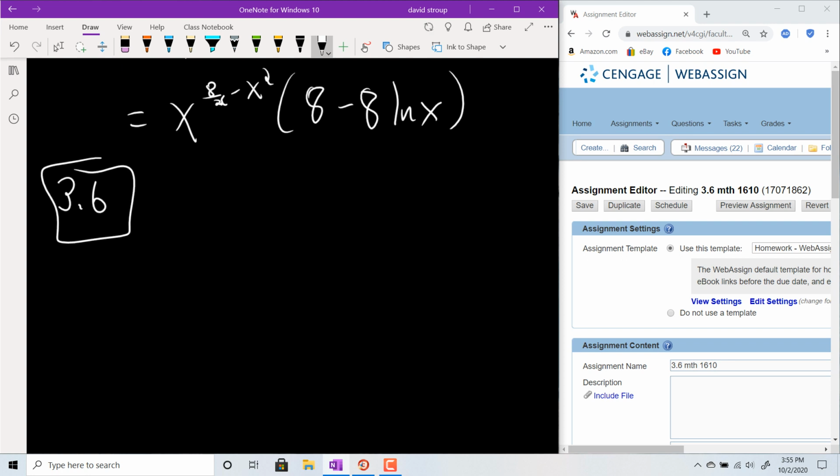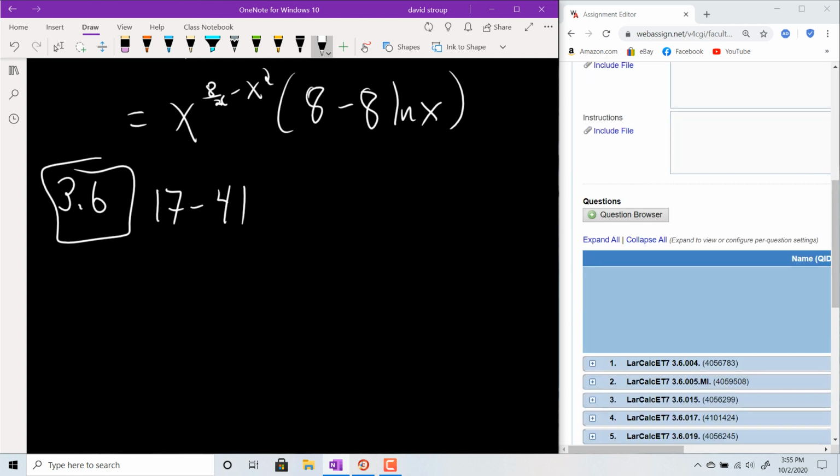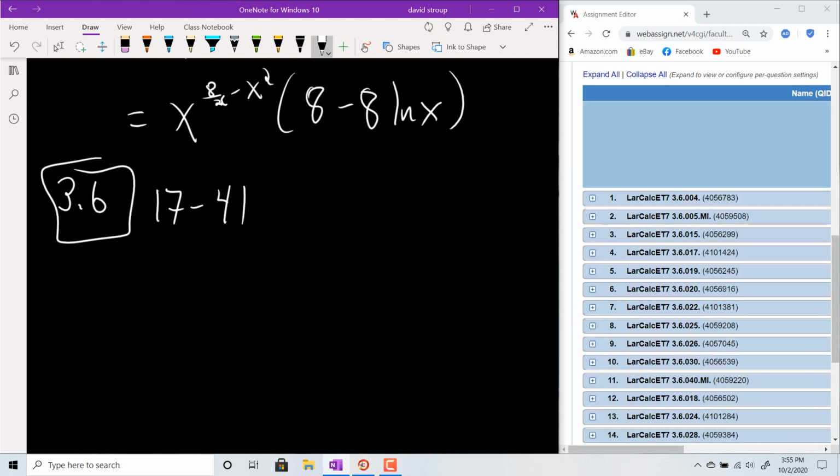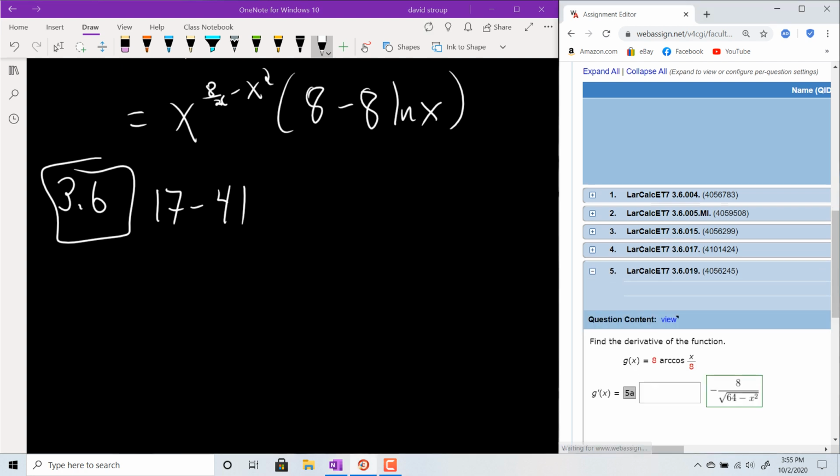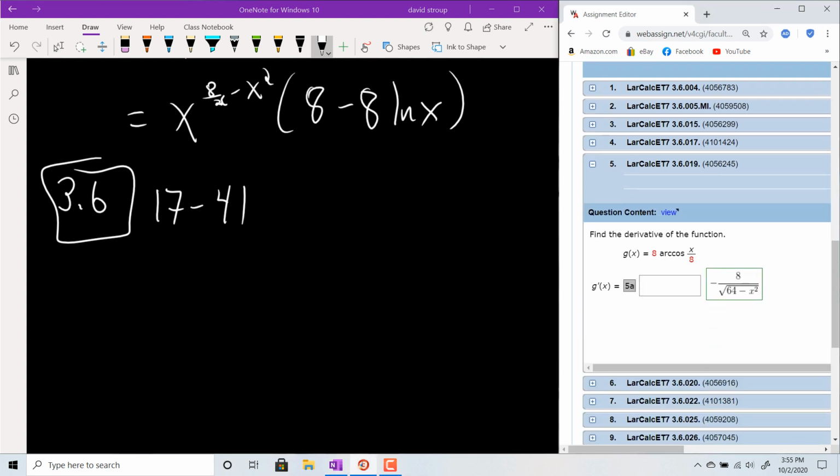Okay, so 3.6, you're looking at problems like 17 to 41. So let's see what you're up against. Let's look at 19. Yeah, so the inverse hyperbolics. You've got to know those four main ones. I didn't put any of the arcsecant or arccosecant on there. You don't need those. It's just the arcsine, arccosine, arctan, and arccotangent.